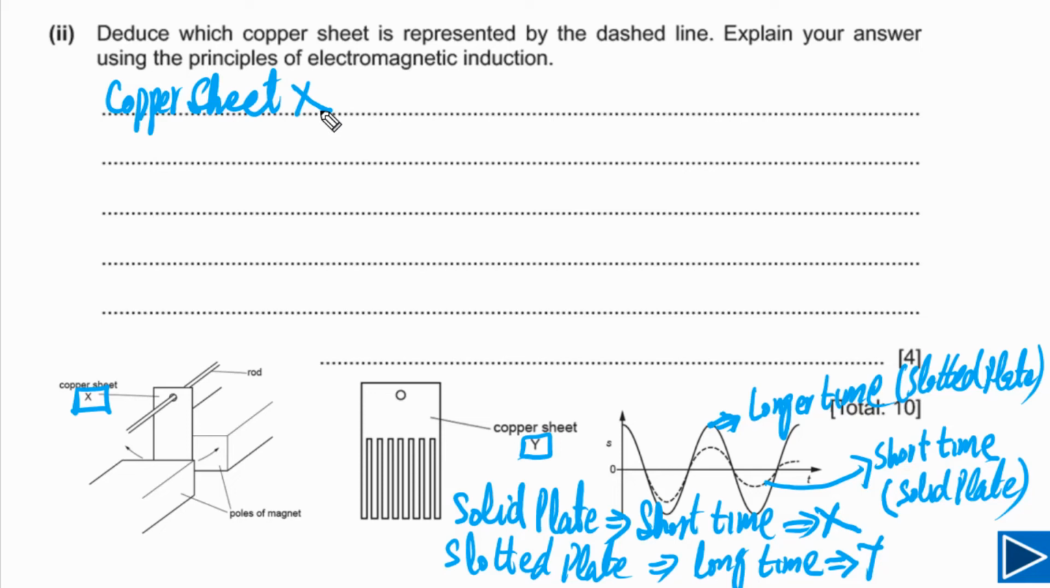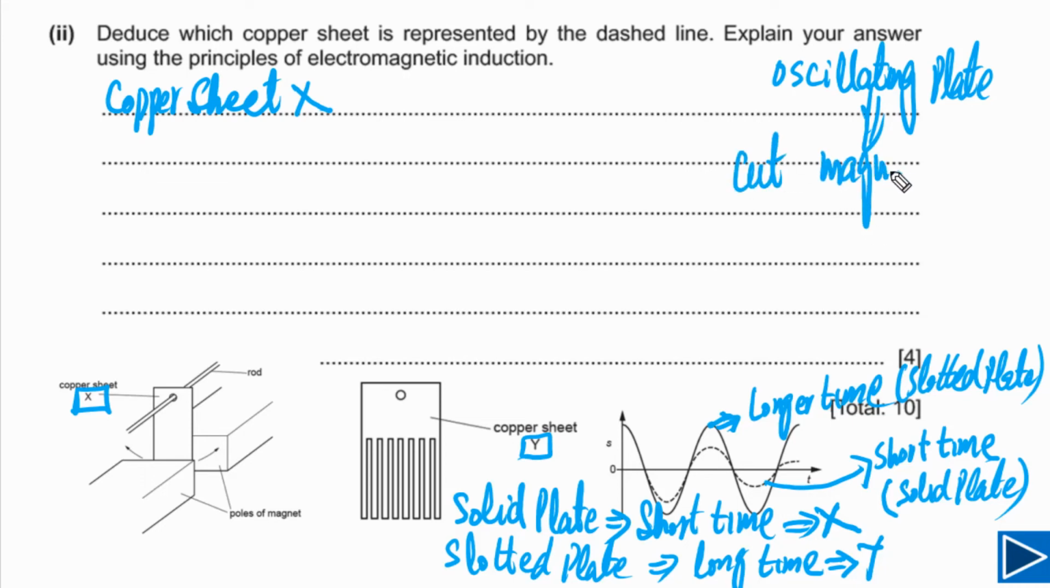Now we need to explain this one using the principle of electromagnetic induction. First thing we need to understand: when this plate is oscillating inside the magnetic field, the oscillating plate will cut magnetic flux lines. As magnetic flux is cut, the rate of change of flux causes induced EMF. So in this case, an EMF is induced in the plate.